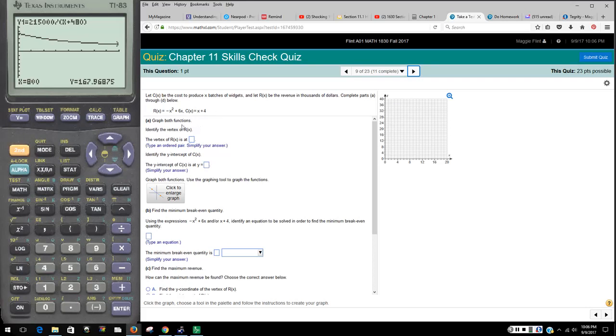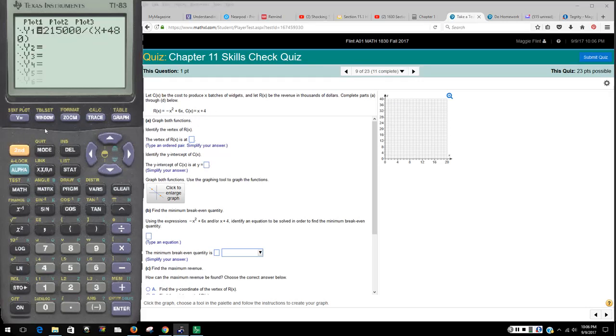Okay. Graph both functions. Simplest way to do that, once again, is on the calculator. So how do we graph both functions? Well, c of x is x plus 4, and we know that's a linear equation. R of x is negative x squared plus 6x. And we're going to graph both of those together.